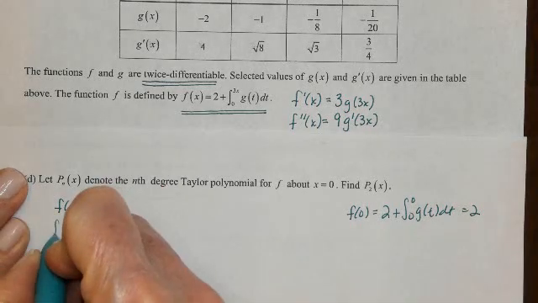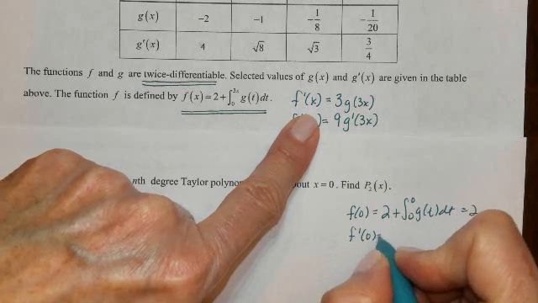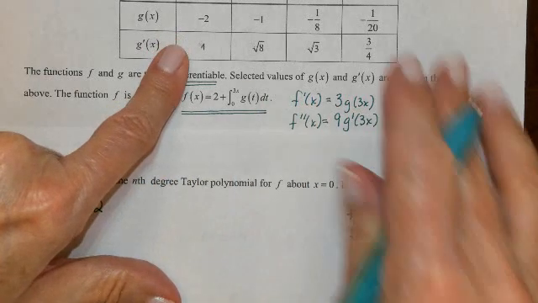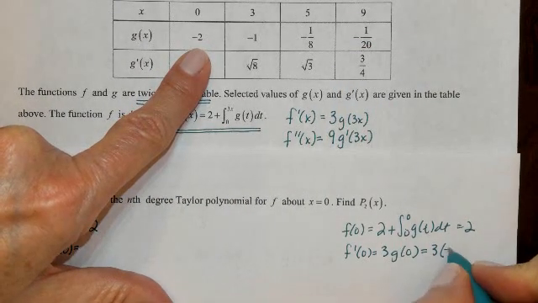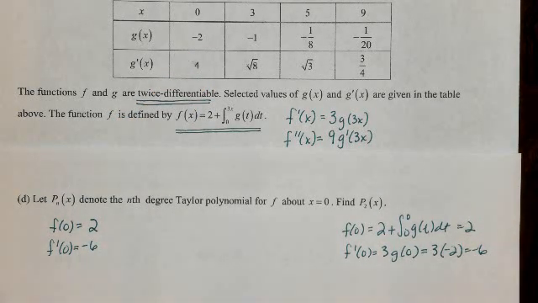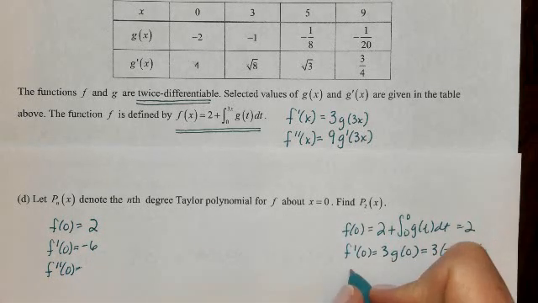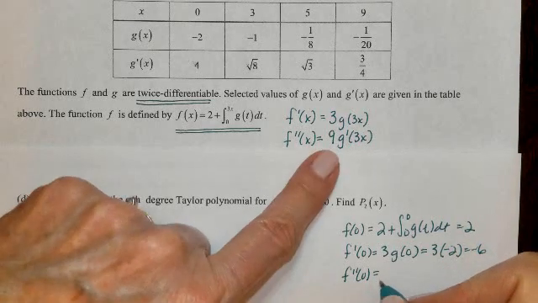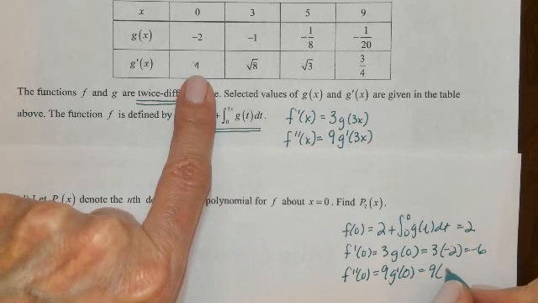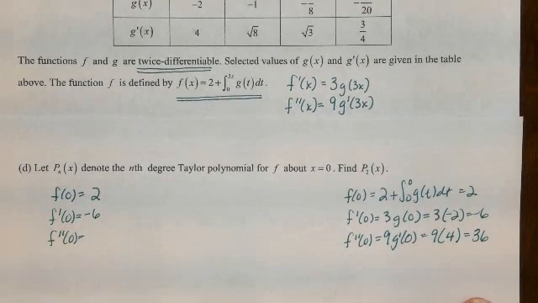Okay? And now we go to f prime of 0. So f prime of 0 will be 3g of 0, which is 3 times g of 0. G of 0 is negative 2, so f prime of 0 is negative 6. And then we need to go to the second derivative because we need the second degree Taylor. The second derivative of f at 0 will be 9g prime at 0. And g prime of 0 is 4. So f double prime at 0 is 36.